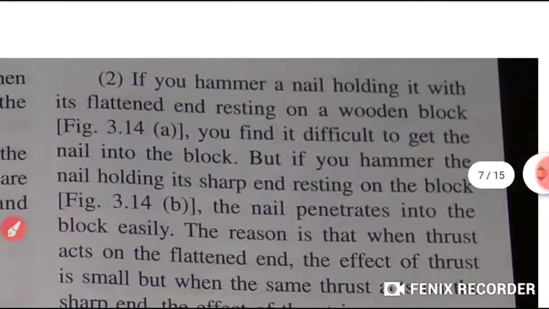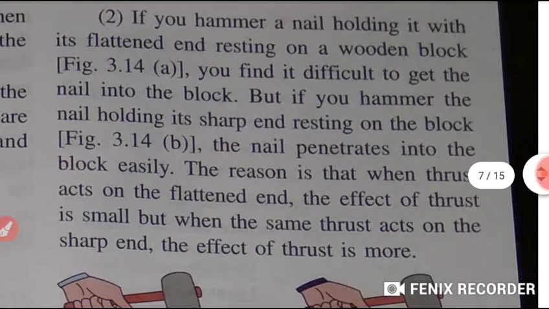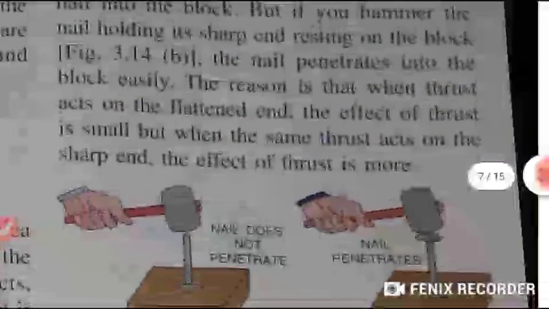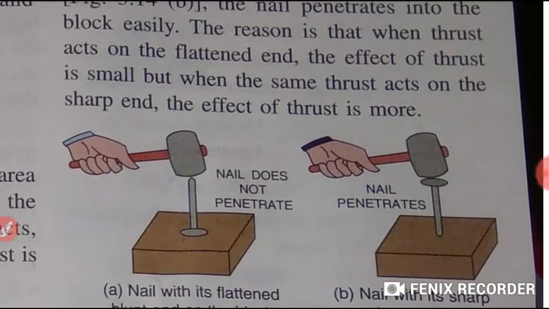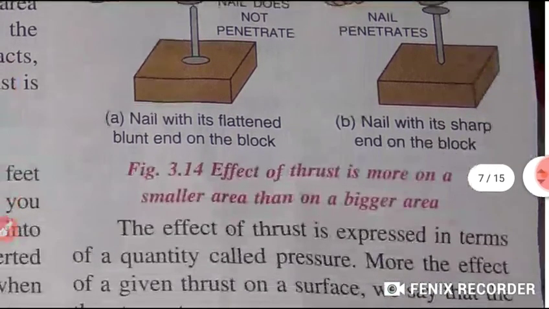Now let's see. If you hammer a nail holding it with its flattened end, students, resting on the wooden block, you find it difficult to get the nail into the block. But if you hammer the nail holding its sharp end resting on the block, the nail penetrates, goes into the block very easily. What is the reason behind that? The reason is that, students, when thrust acts on the flattened end, the effect of the thrust is small. But when the same thrust acts on the sharp end, the effect of the thrust is more.